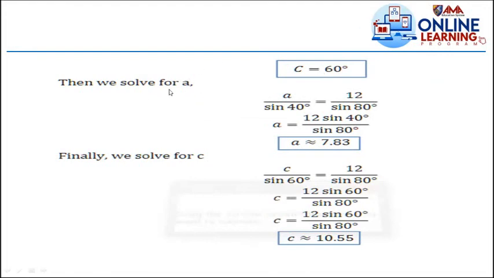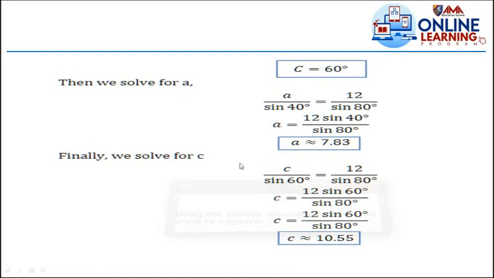Then we solve for side a. By using the law of sines, we equate the ratios: a over sine of angle A is equal to b over sine of angle B. By cross multiplication, a is equal to 12 sine 40 divided by sine 80. By using your calculator, a will be approximately equal to 7.83.